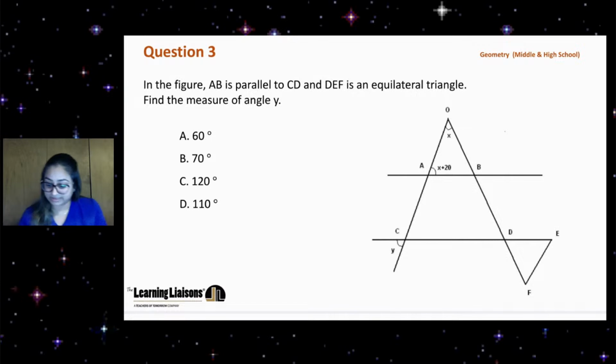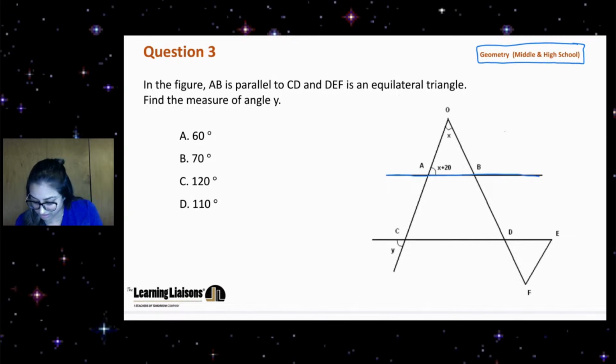All right, now let's move on to some geometry. This geometry we will see in middle or high school mainly, right? And let's read what the question says. It says, in the figure AB is parallel to CD, okay? So we know that this line is parallel to this line. And then they tell us that the triangle DEF is equilateral. And they want us to find the angle over here, which is Y.